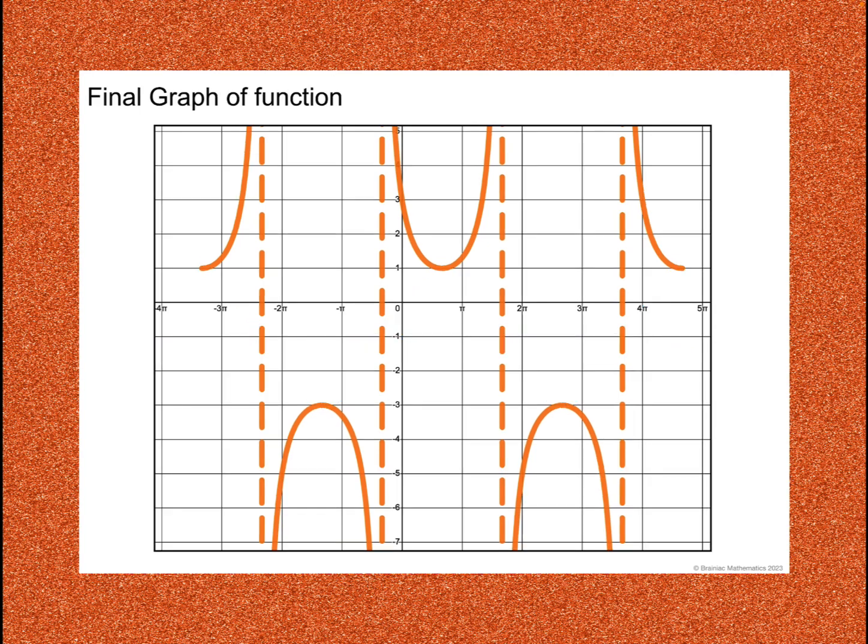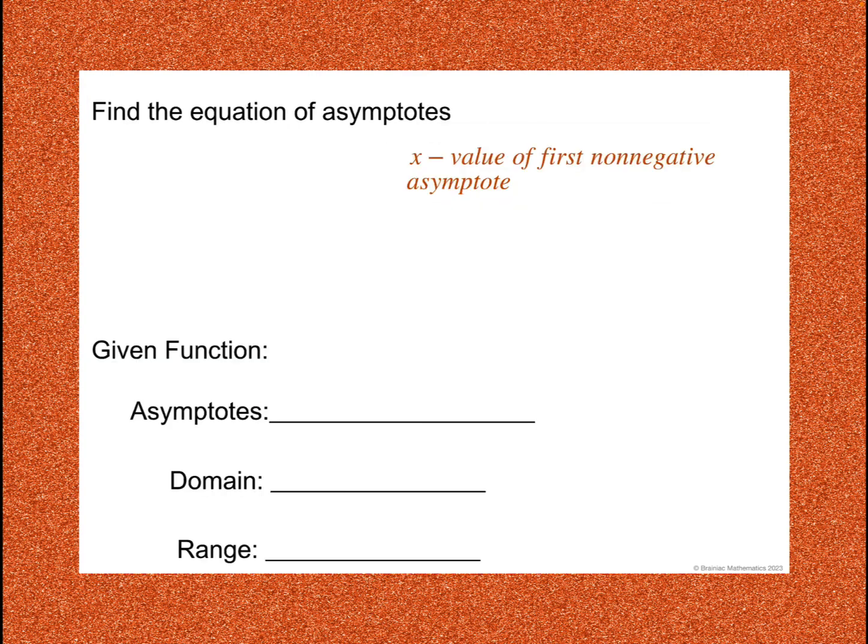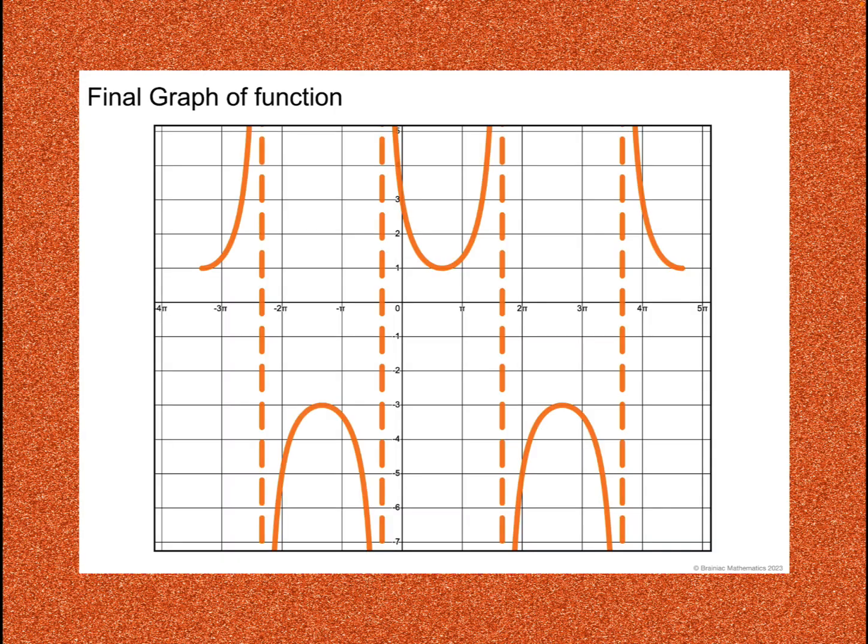We have 3 things that we need to do now that we sketched the graph. We need to identify the equation of the asymptote. Then we need to find our domain and our range. So let's start by finding the equation of the asymptote. To find it, we first need to look at our graph and find the x value of the first non-negative asymptote. Looking at our graph, our first non-negative vertical asymptote would be this asymptote. Now we have a little problem. This doesn't fall perfectly on one of our tick marks, but we need to figure out the exact value of this point.